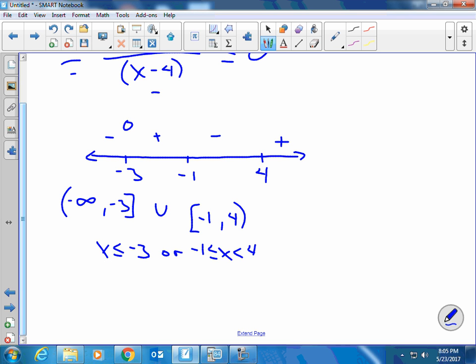Closed circle, sorry, fill that in. Going that way, closed circle to an open circle, or we have parentheses going to bracket, we have a bracket going to infinity. All those notations you should know. All right, hope that helps.